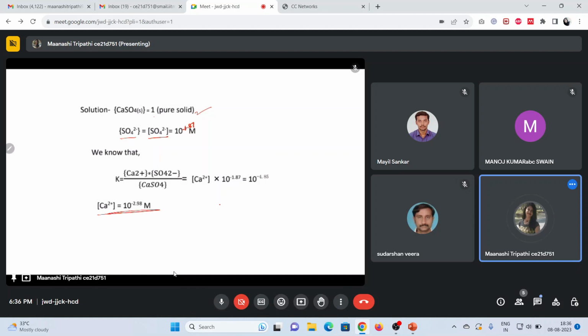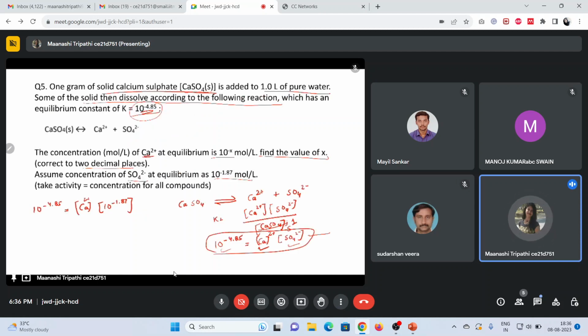This is the correct answer. Moving forward to the next question. Such kind of question you will get in examination, and it is very clearly written. It should be correct to 2 decimal places.